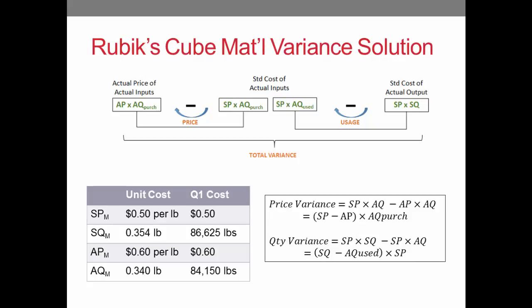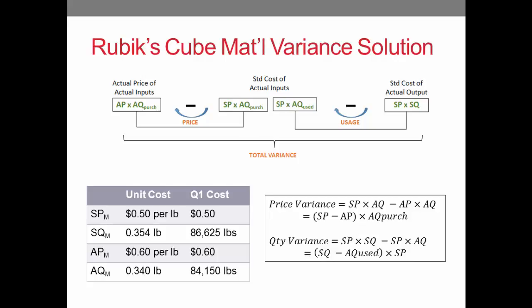The actual price is given in the problem, 60 cents per pound, and this 84,150 pounds is given in the problem, divided by the actual quantity produced of 247,500 gives that 0.340 pounds for your actual quantity. So that's how those numbers were derived.